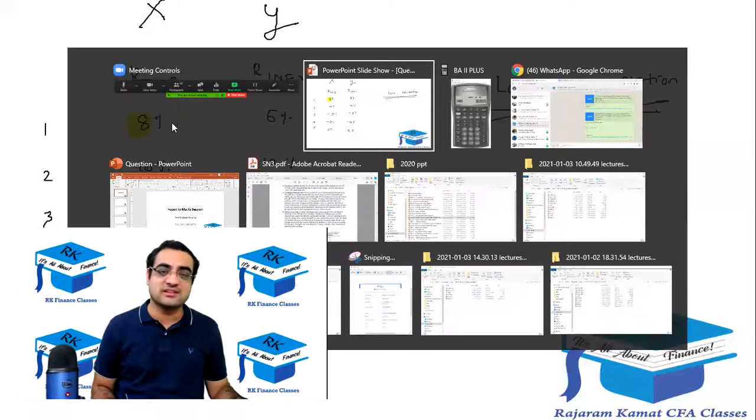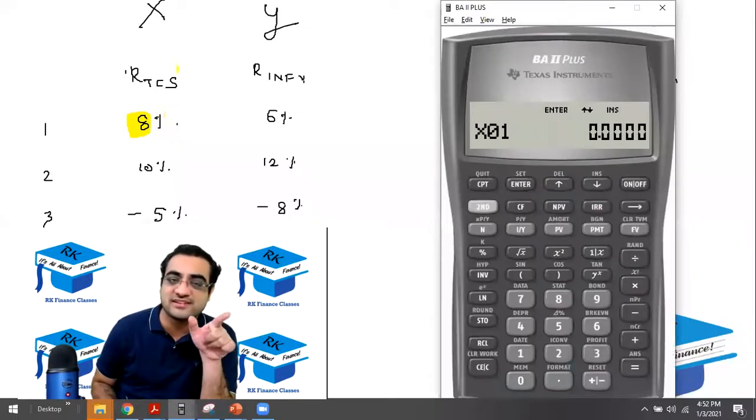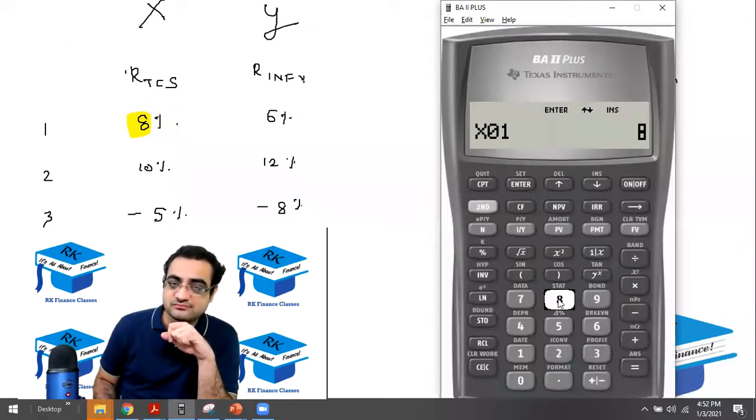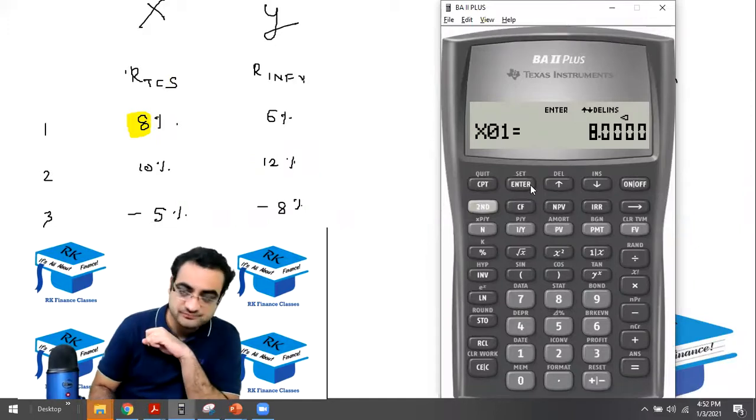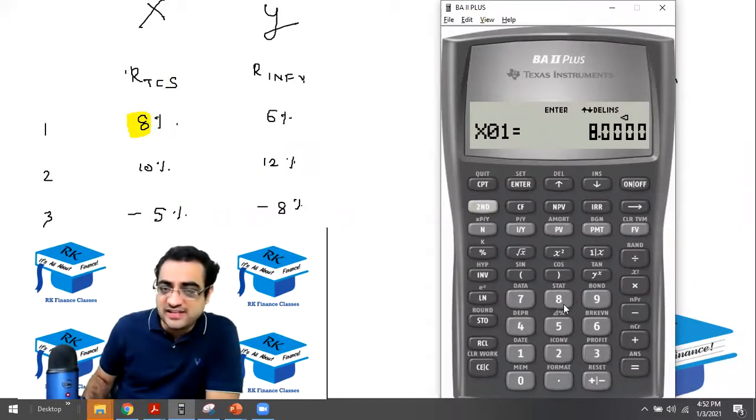So X01, that is the first value of TCS, is 8. So press 8 and press enter. I repeat, press 8 and press enter.